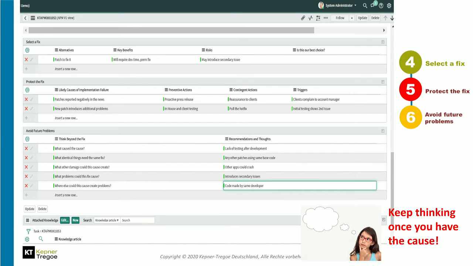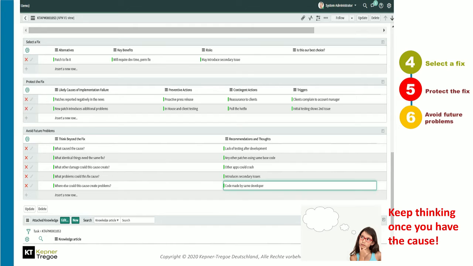And then once this is done, it's about improving your system by avoiding future problems. So the app has some embedded guided questions that trigger thinking for looking beyond the immediate horizon. These are the questions that you can see there at Think Beyond the Fix. So once you have finalized all of this, your investigation, you get a clear, visible, and structured overview.